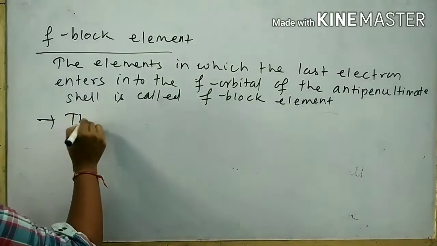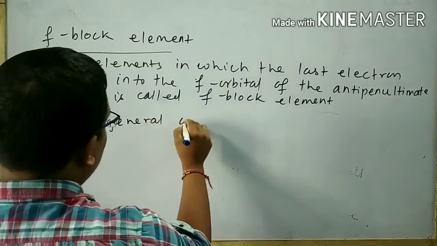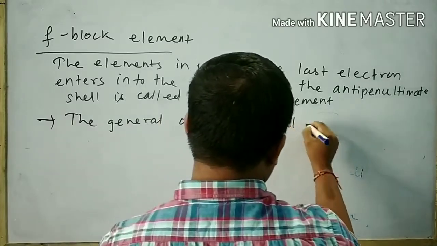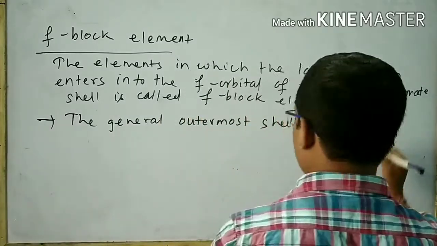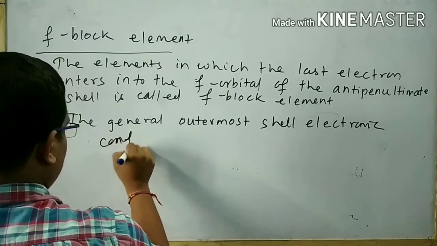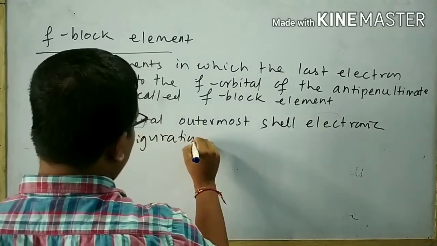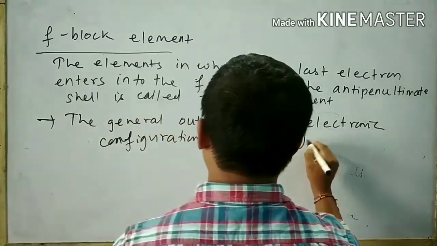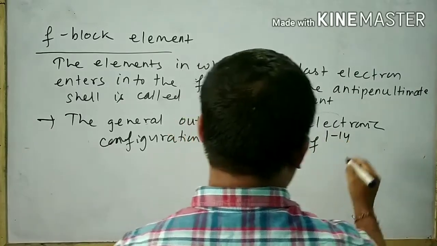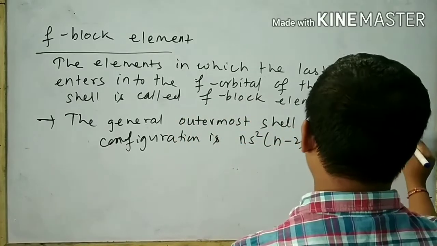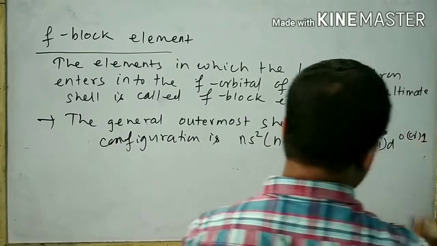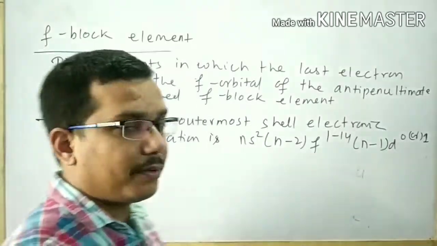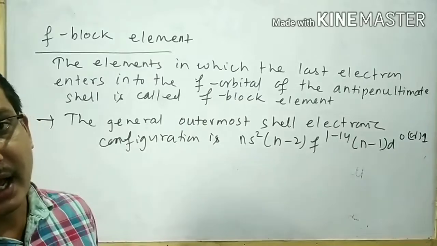The general outermost shell electronic configuration is (n-2) f1 to 14, (n-1) d0 or 1, ns2. This can be clearly explained with the help of drawing the electronic configuration of all the elements present in the F block.